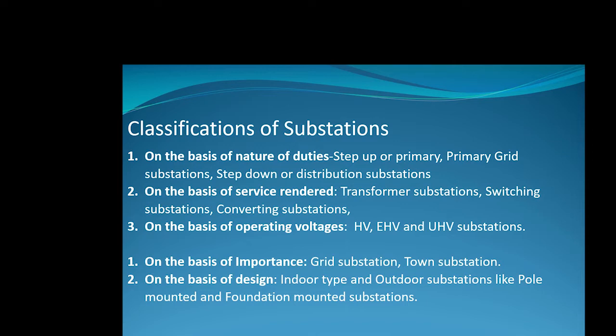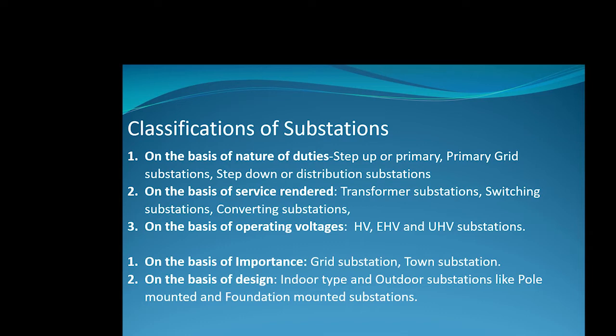Also, classification can be done on the basis of importance. We can have grid substations. These substations are placed at different points on the power grid, and failure of these substations can lead to grid collapse. We can have town substations, which are at the entry point of the transmission lines, and they step down the voltage necessary for the town. If these town substations fail, this can lead to a power cut to the entire town.